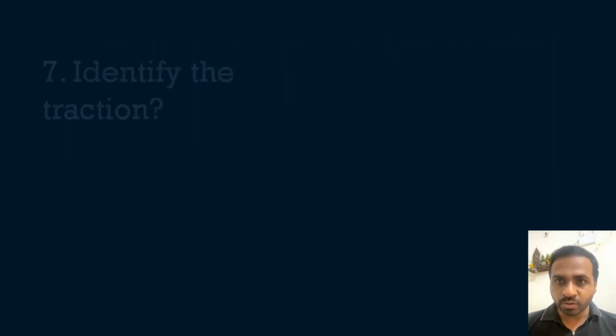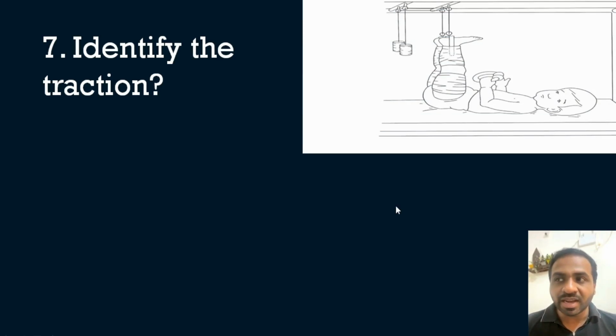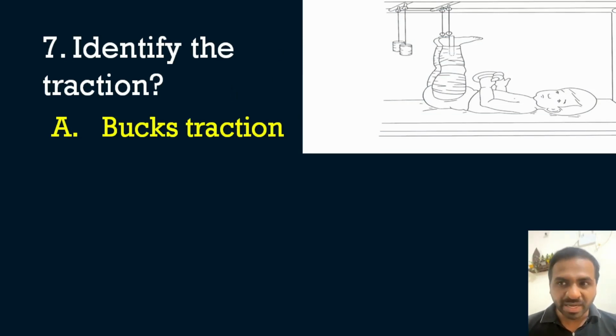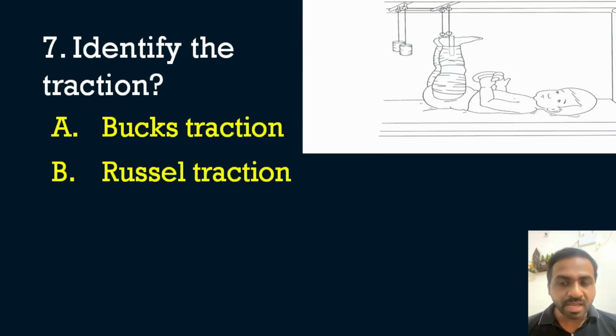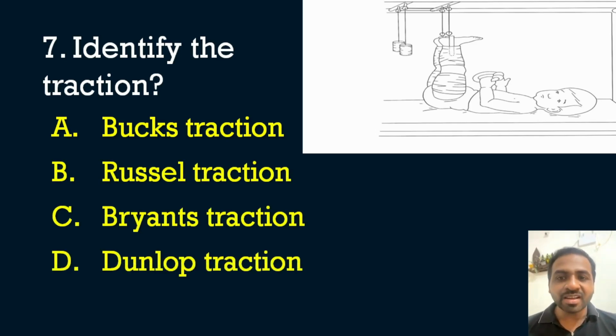Now we will move on to the next question, that is a picture based question, and the question is: identify the traction. I have shown it on the screen right now. So what is the traction? The options are: option A, Buck's traction; option B, Russel traction; option C, Bryan's traction; and option D, Dunlop traction. So what is the answer?